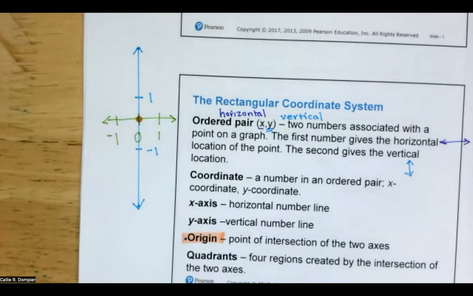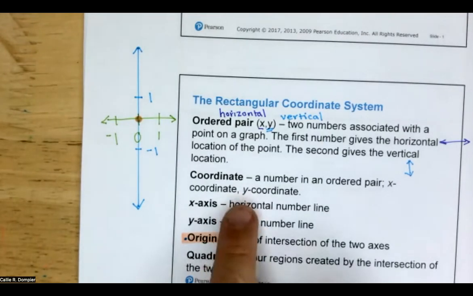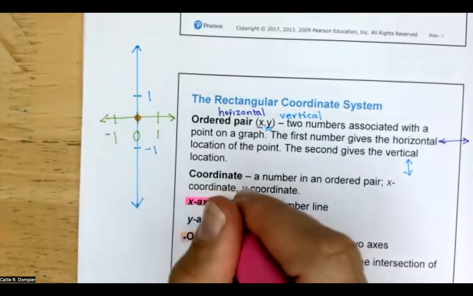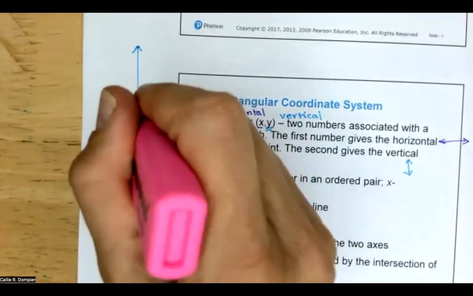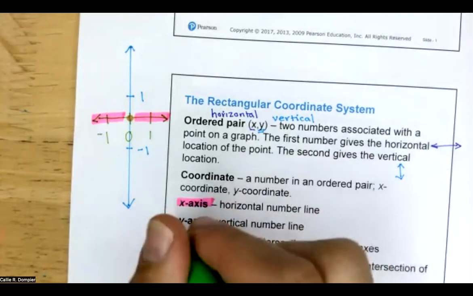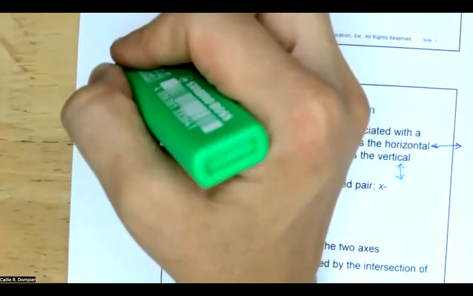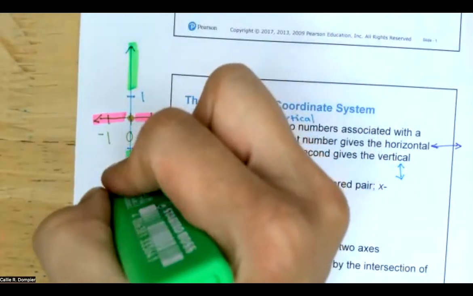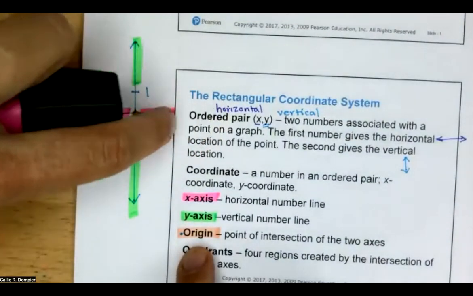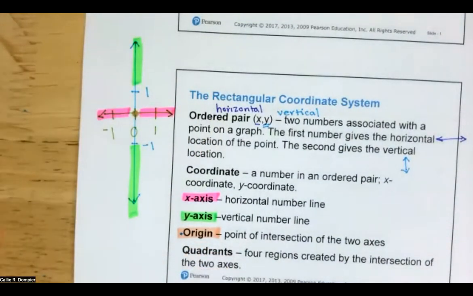Each number line is called an axis. The horizontal number line is called the x-axis. Horizon, think of like a sunrise. The sun rises over the horizon, the sun sets across the horizon, right? Horizontal, that's how I remember it. And then the y-axis is vertical, up and down. So this is my y-axis, okay? That's my origin where they cross, x-axis, y-axis. It will become very natural, okay?